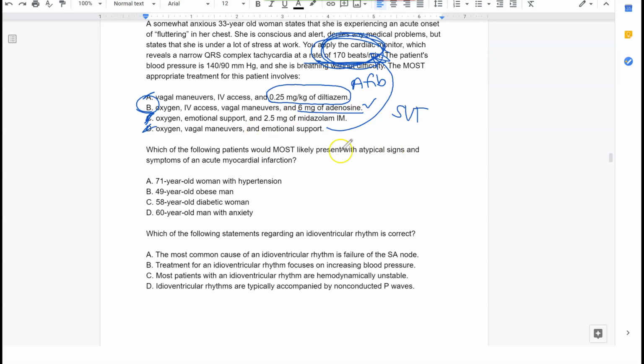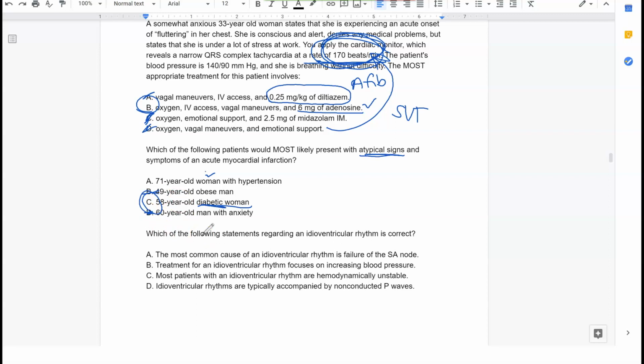Which of the following patients would most likely present with atypical signs and symptoms of an acute MI? 71-year-old woman with hypertension. I mean, she's a woman, so quite possibly. 49-year-old obese man. No. 58-year-old diabetic woman. Or 60-year-old man with anxiety. Most likely, it's going to be your female diabetic.